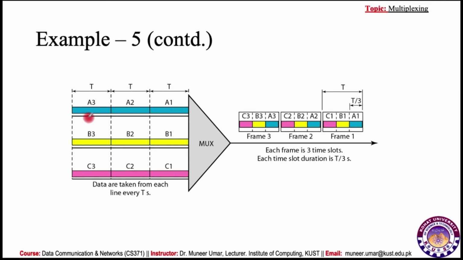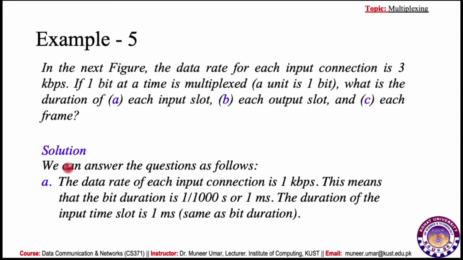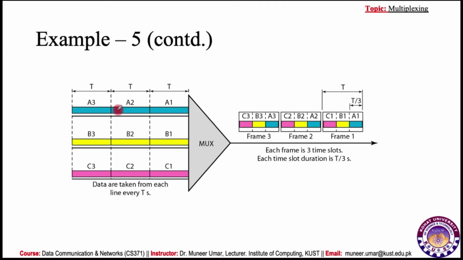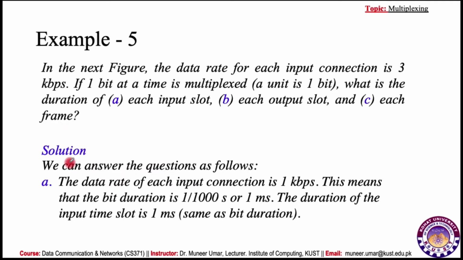We have an example for synchronous time division multiplexing. This is the figure. Here we have three users, A, B, and C. So now consider this figure. The data rate for each input connection is 3 kbps. So data rate for this one and the third one is 3 kbps, 3 kilobits per second. If one bit at a time is multiplexed, a unit is 1 bit.